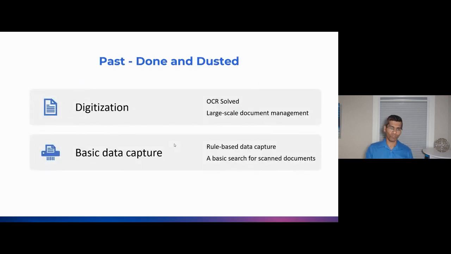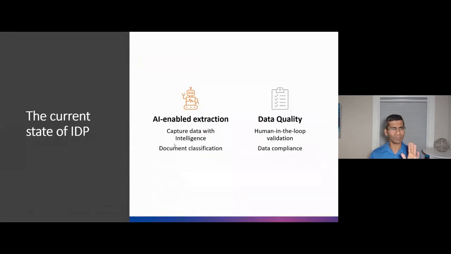Now what have we done so far? It's a little bit of the past here. If you take any documents, we know how to digitize them, meaning the OCR thing we already solved, it's all done and dusted. Large scale document management, we have done. Similarly, basic data capture without applying intelligence. Is there a way I can get a phone number or email ID out of a document? These are all rule based. You can apply regex kind of logic and capture them. So that was done.